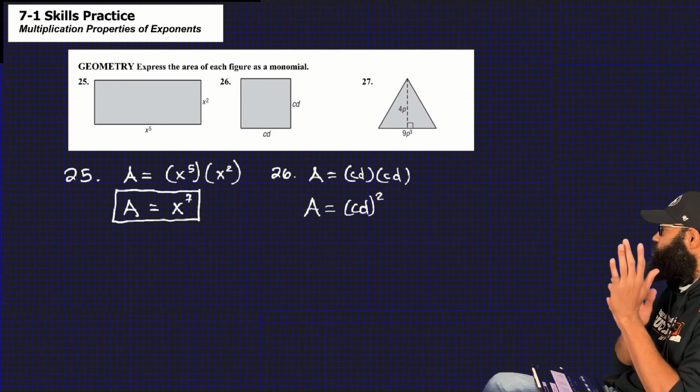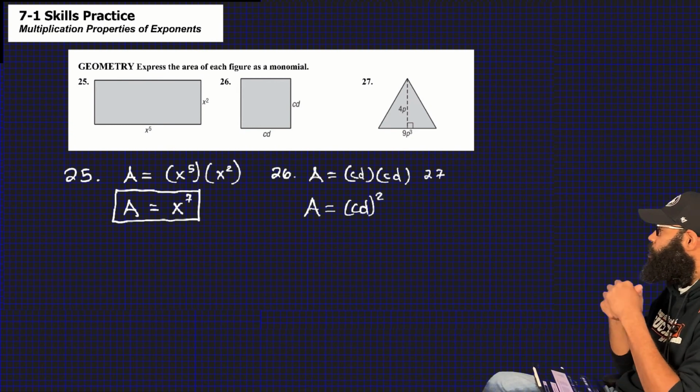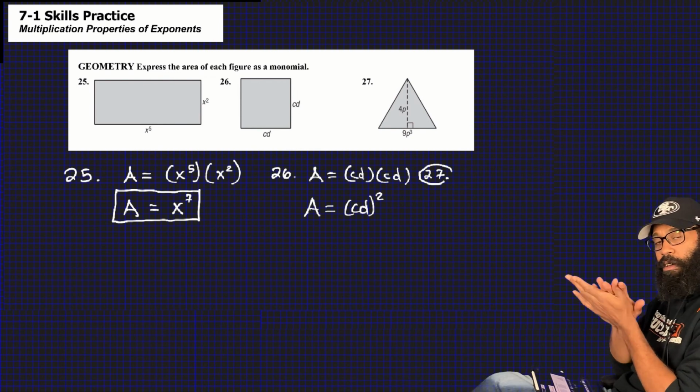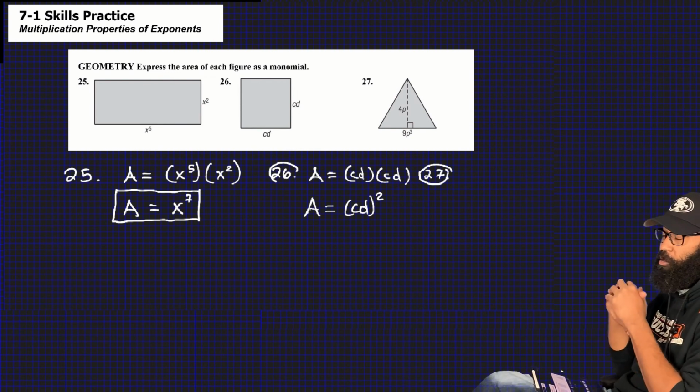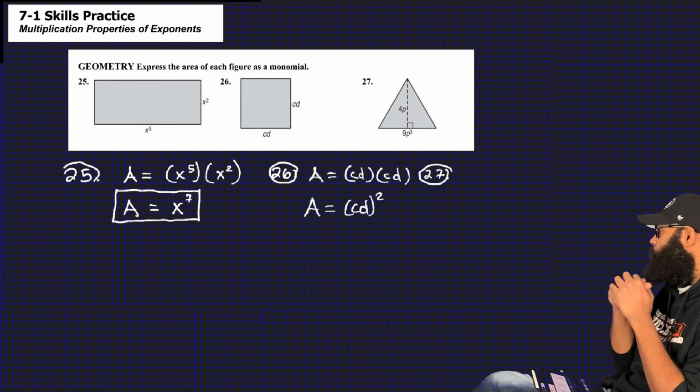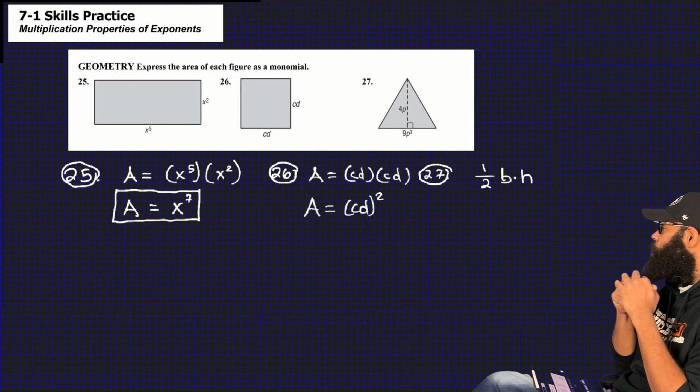Last one, 27, is real special because if you're not sure, the area of a triangle is 1/2 base times height. So we're going to take the base, and I'll let it catch up, area is equal to 1/2 times 9p to the third power. And then the height right there, guys, is 4p.